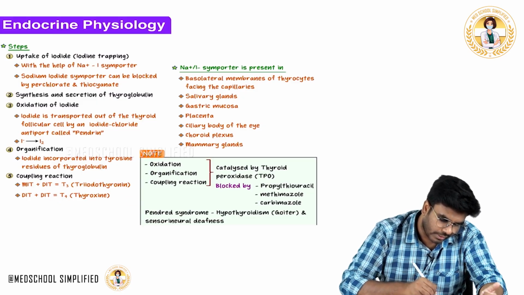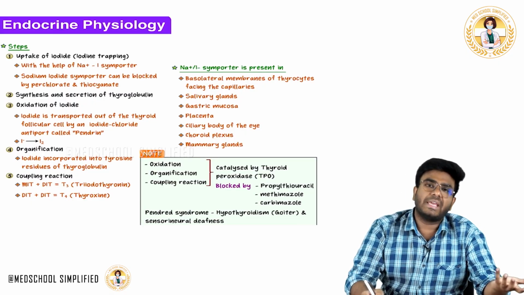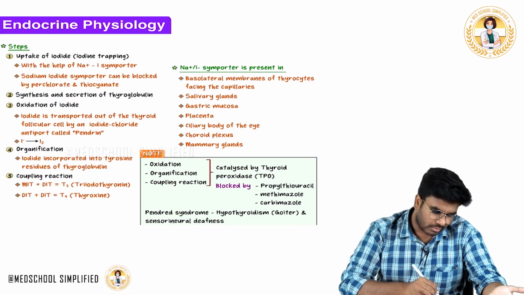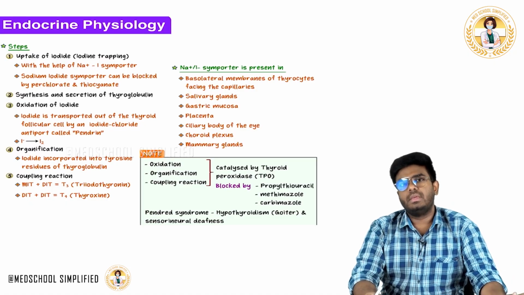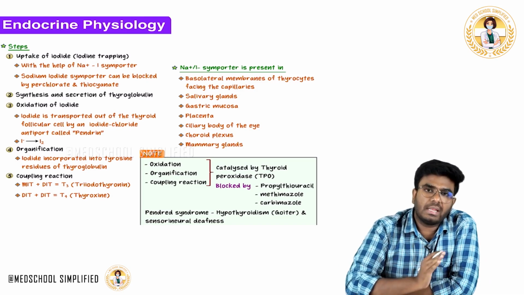T3 is triiodothyronine or triiodothyrosin. T4 is tetraiodothyrosin or thyroxine. Okay, this is how T3 and T4 are produced. Now, let's discuss some pharmacological links over here.